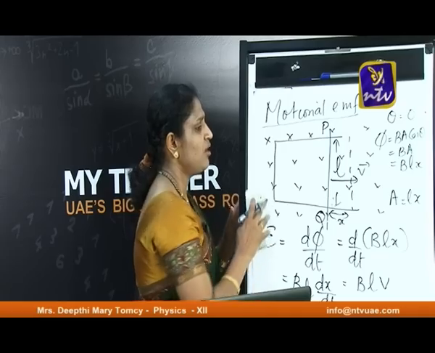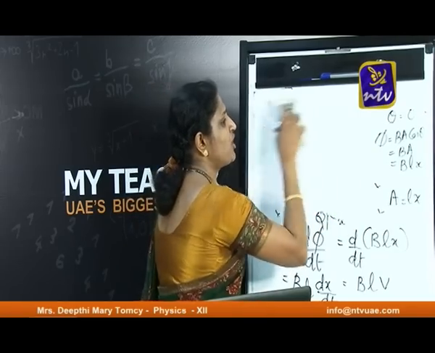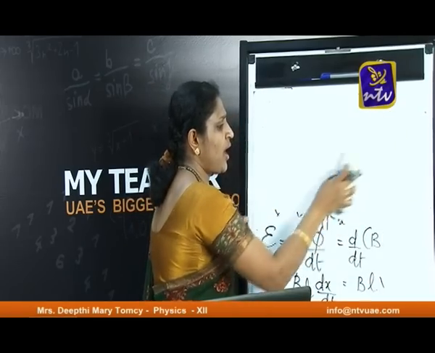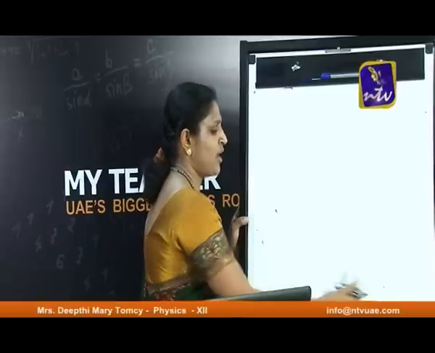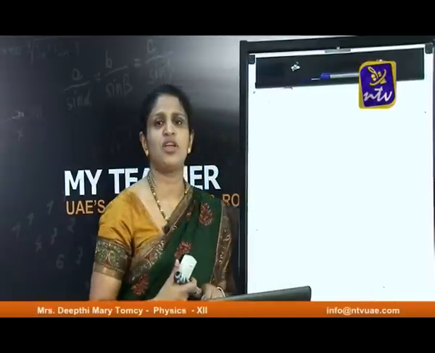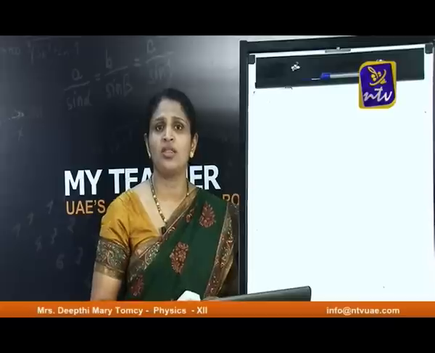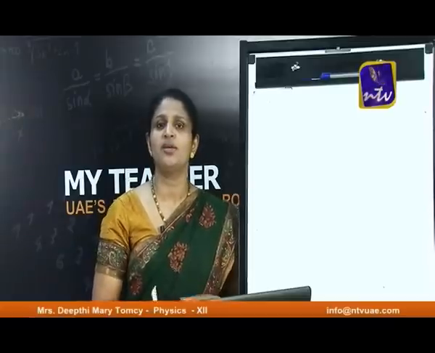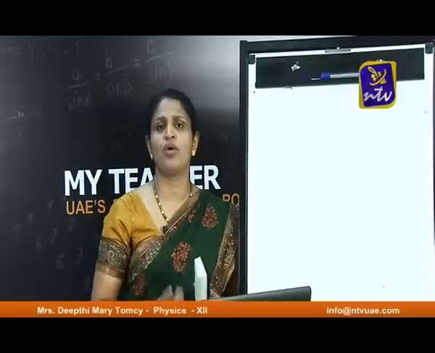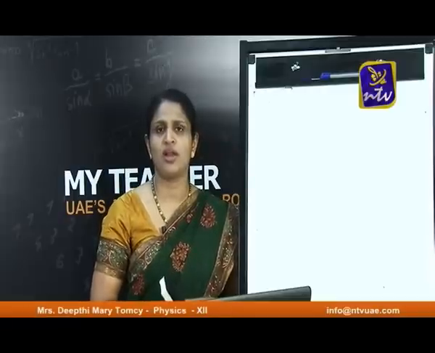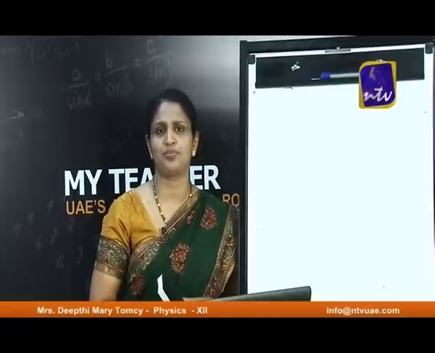So thus, by changing the area with respect to a coil, we can change the magnetic flux, and thus we can induce EMF in it, thereby inducing current in that circuit. Now before going further with the lesson, let us go for a short break.